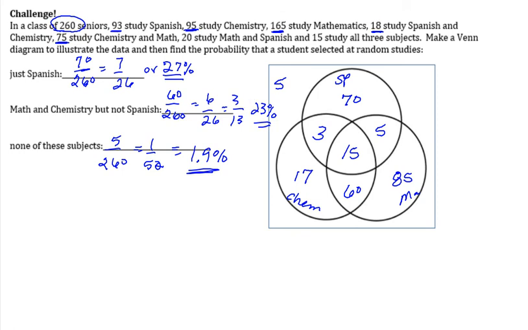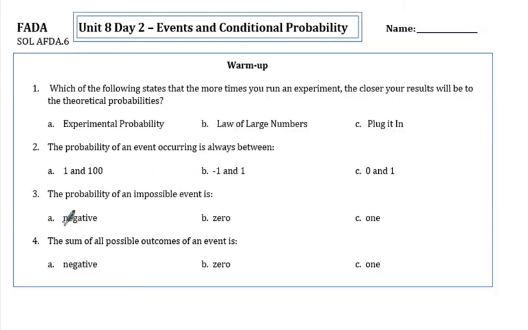Now let's turn to the warm-up from this morning. Hopefully this went fairly quickly. Which of the following states that the more times you run an experiment, the closer your results will be to the theoretical probability? So experimental probability going to theoretical probability, that's the law of large numbers. The law of large numbers says you run an experiment over and over again. The more you run the experiment, the closer your experimental probability will be to the theoretical probability.